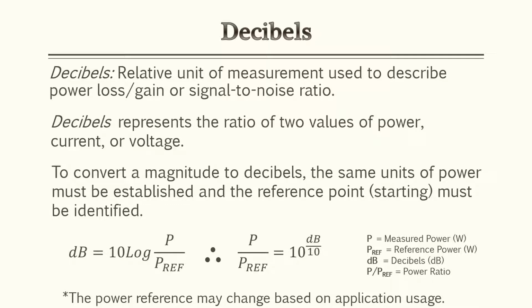So I have an equation at the bottom that has a way of converting power to decibels. And on the denominator, I have my power reference, my starting point. And on the numerator, I have the measured power. And that's going to show me how to convert power to decibels. Now, the power reference may change based on the application usage.